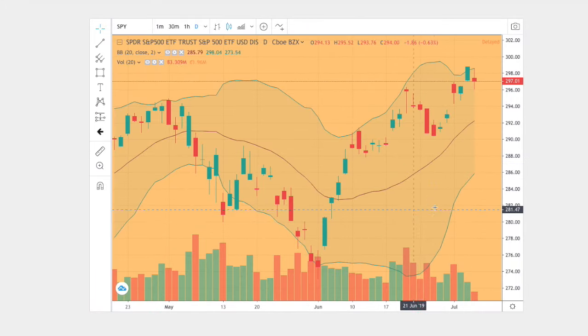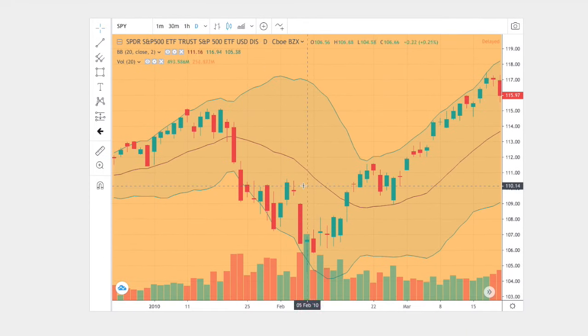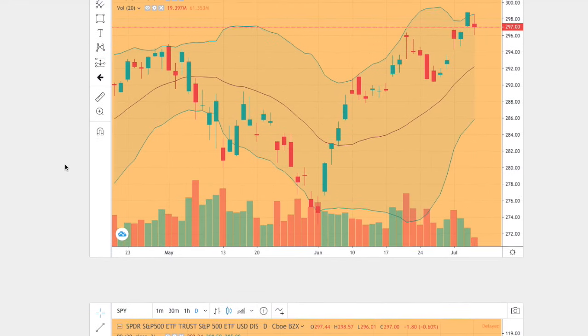On to the next module, I'll compare today's current trend right here with this trend that dated back to December 22nd, 2009 to March 2010. And I'll point out why these two charts are similar.